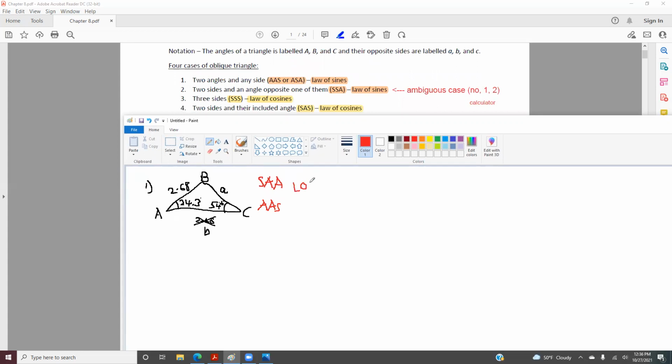Law of sine. Okay, I will use short form here. So LOS means law of sine. LOC means law of cosine. Yes, because AAS is law of sine.